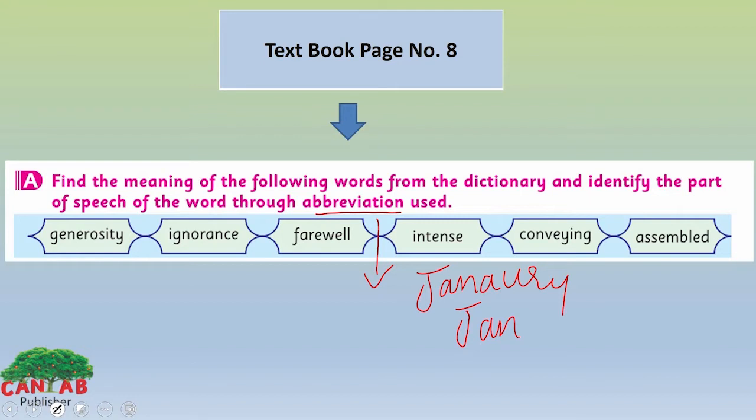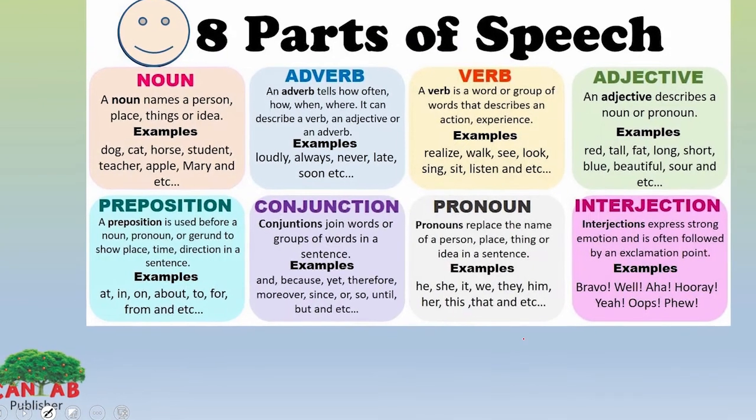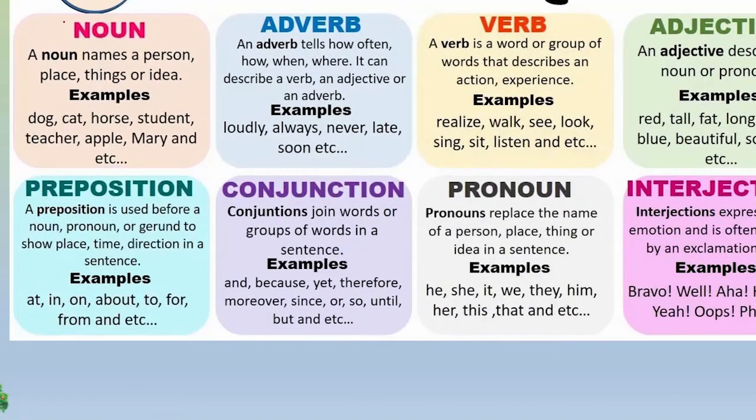I hope you have learned about the parts of speech in your previous class too. Let's discuss them one by one here. First, we will discuss what a noun is. A noun names a person, place, thing or idea, like dog, cat, horse, student, teacher, apple, Mary, etc.